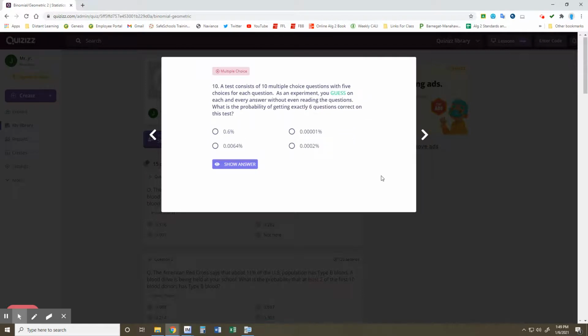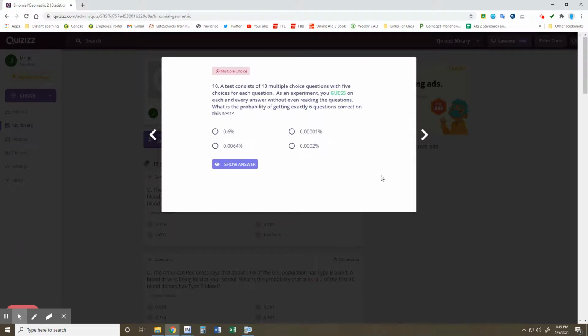Number 10. A test consists of 10 multiple choice questions with 5 choices for each question. Okay, I'm just kind of putting that together in my mind. As an experiment, you guess on each and every answer without even reading the questions. So because there's 5 choices, you have a 1 in 5 chance of success. What is the probability of getting exactly 6 questions correct on this test?